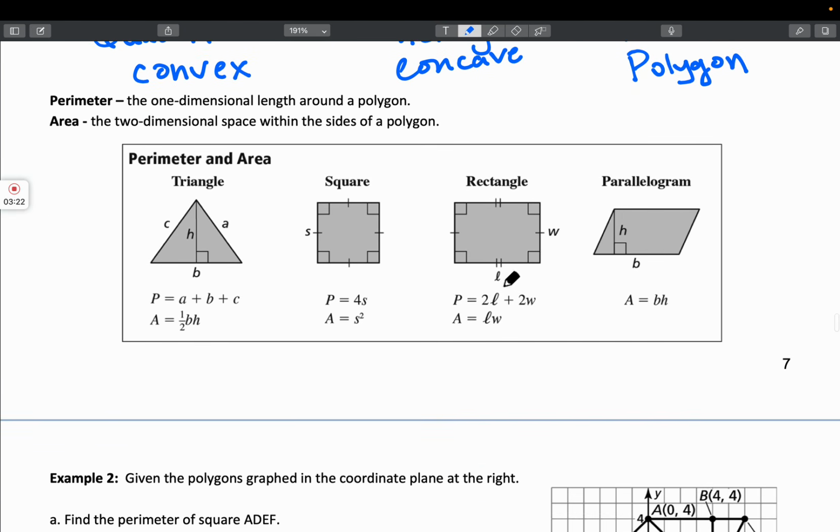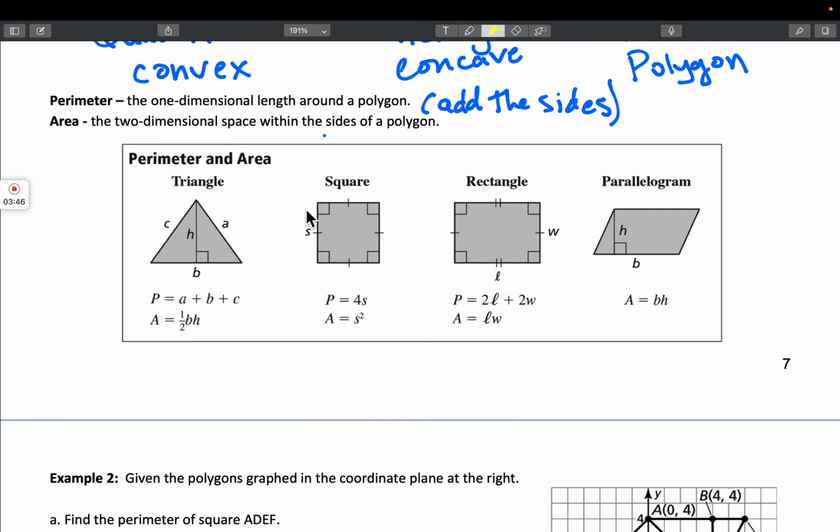All right, some perimeter and area definitions. Perimeter, remember, is just the one-dimensional length around a polygon. In order to find the perimeter, we are going to add the sides up. So know what all the side lengths are and add them up. And area is the two-dimensional space within the sides of a polygon.